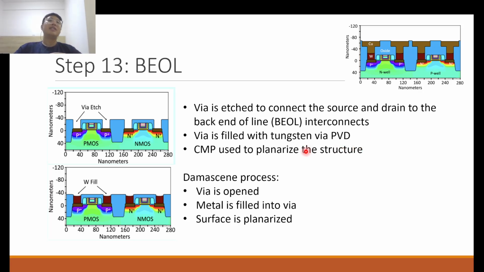And so this is actually what is commonly known in industry, or basically in research, as the Damascene process. The Damascene process has basically three simple steps. A via is etched open. The metal is filled into the via. What method is used to fill doesn't matter. It can be PVD, electroplating, or CVD, right? But basically the metal is filled into the via, and then after that the surface is planarized. So these three steps are called the Damascene process.